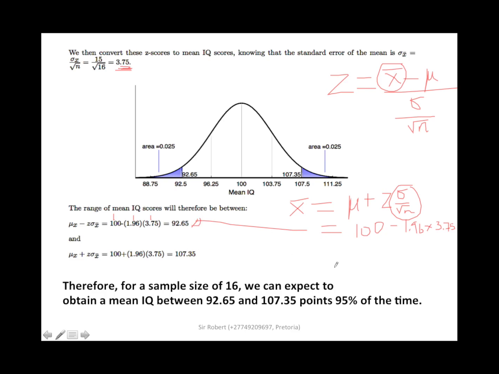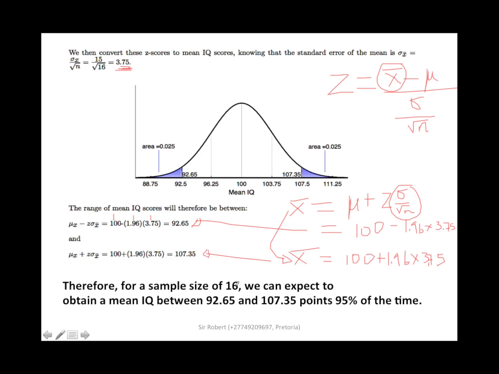For the second one we also use this formula. Again the mean is 100. Since the Z value here is positive, it's plus 1.96 times the standard error, 0.75. Then you get this one.